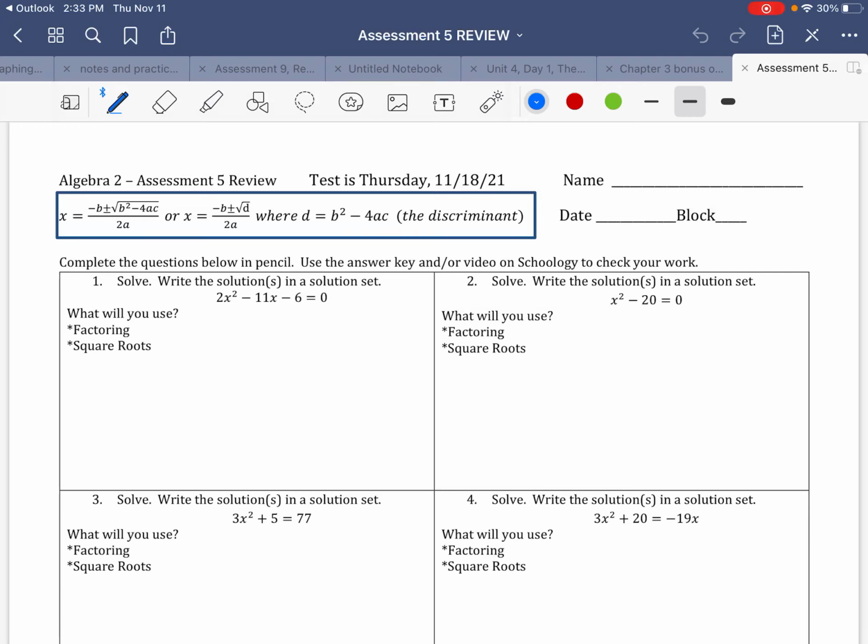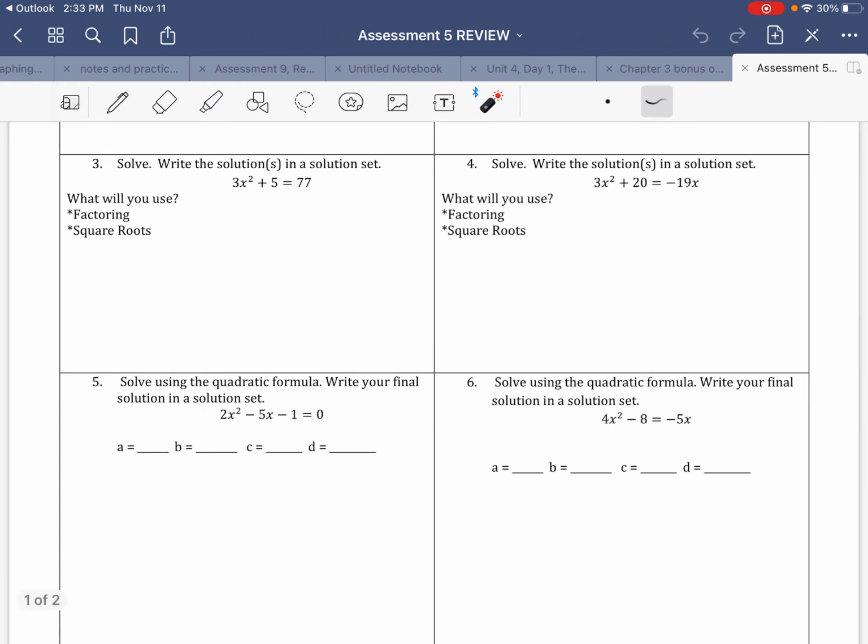All right, hello there. So let's go ahead and work on this review sheet here. On the test, we're just starting to do the quadratic formula just recently. On the test, you're going to have three choices on solving quadratics. You will have solving by factoring, solving by square roots, and then solving with the quadratic formula.